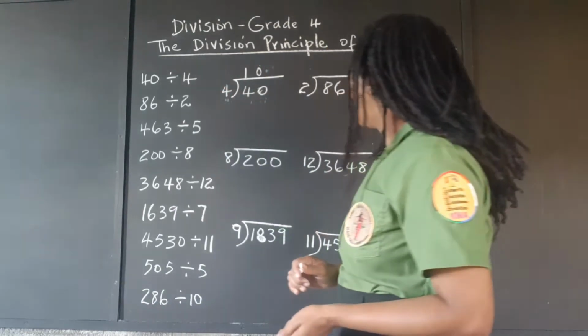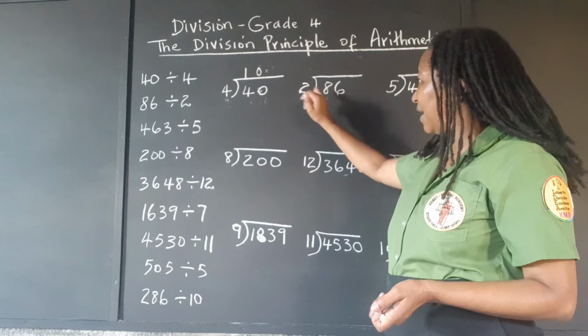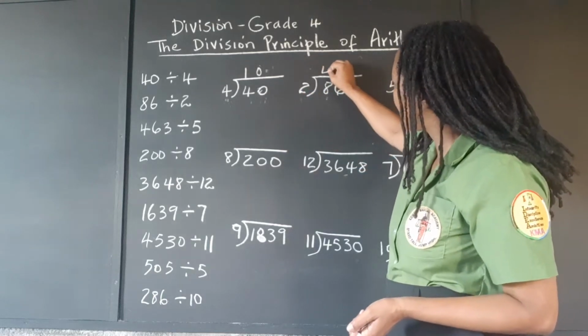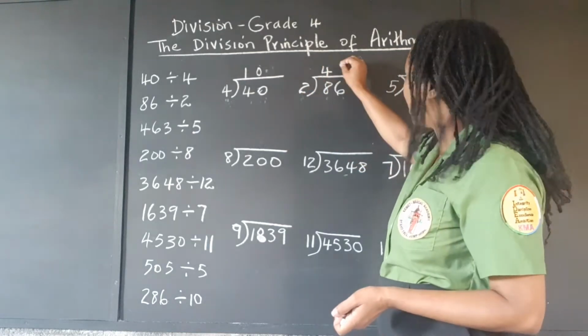Okay? Now, 8 divided by 2 is 4. 6 divided by 2 is 3.